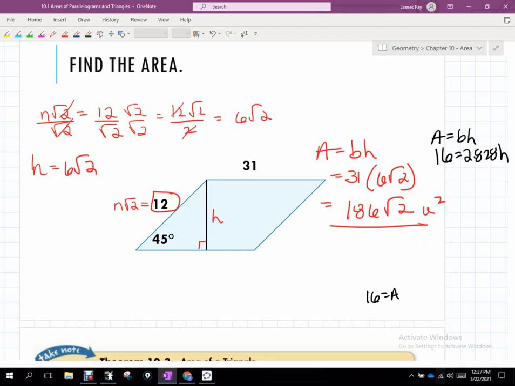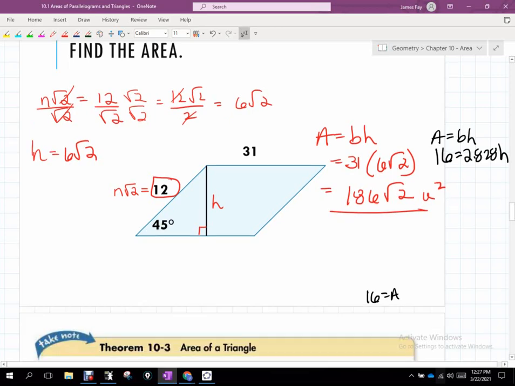What if they didn't give me 45 degrees? What if they told me it was 40 degrees? What would I have to have used? SOHCAHTOA. Okay.